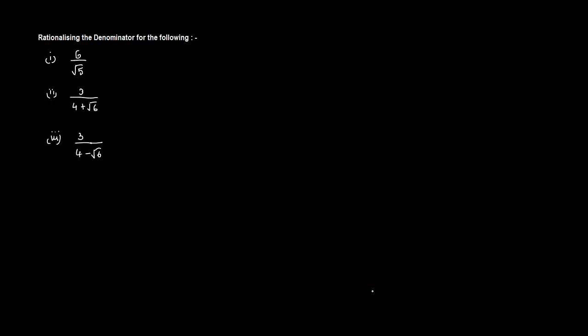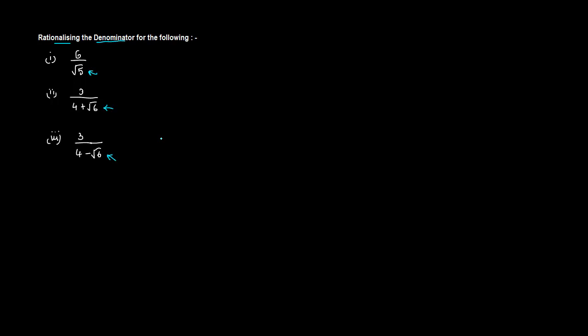Okay, let us see how we rationalize the denominator where you have certain square roots therein. Let's say you have a square root 5 here, you have a square root 6 here, and you have a square root 7 over here.